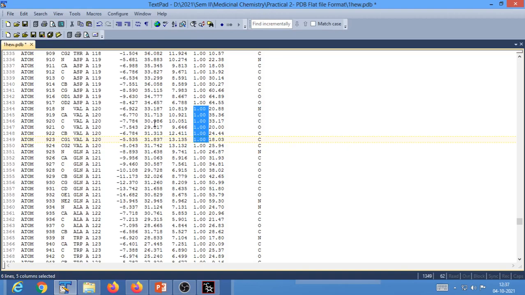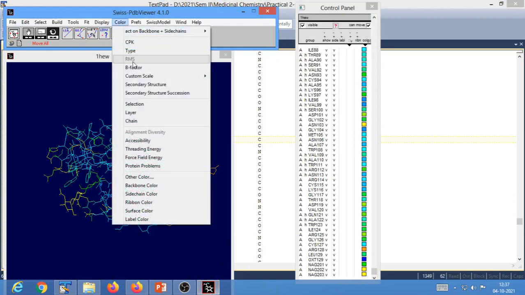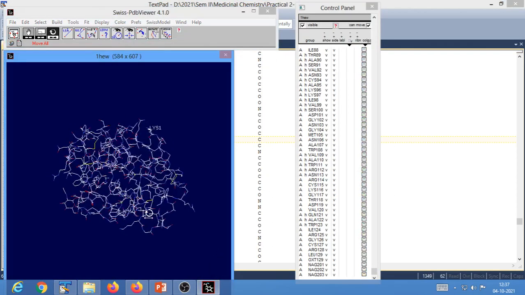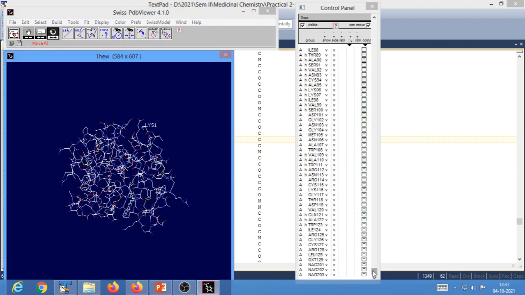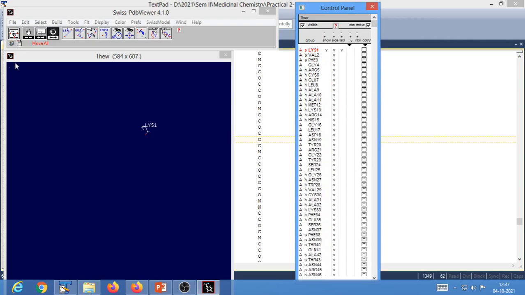Okay, one more thing that you might have noted. I would again color it back to CPK. Again, let us focus on the first lysine.